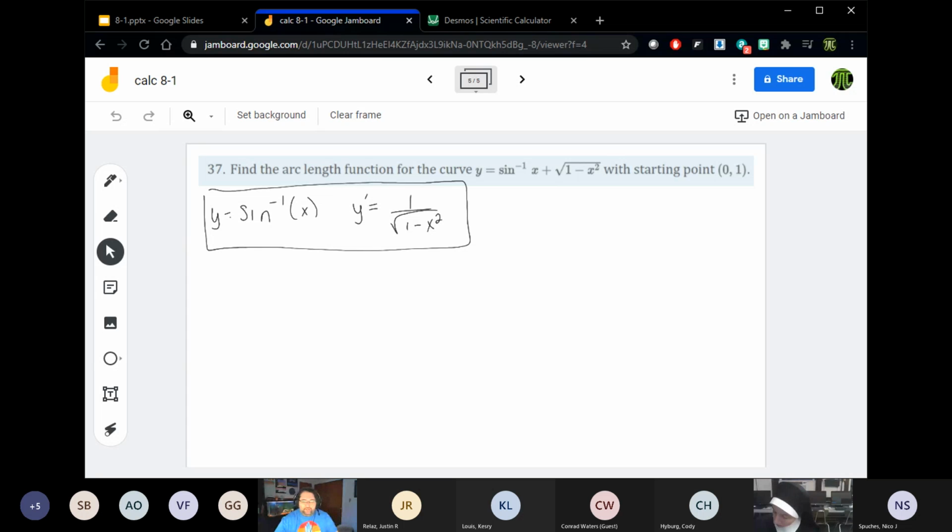Just check and make sure you got your derivative right. I just did that on the screen. And as long as you got that part right, go down to simplifying it and working it through.